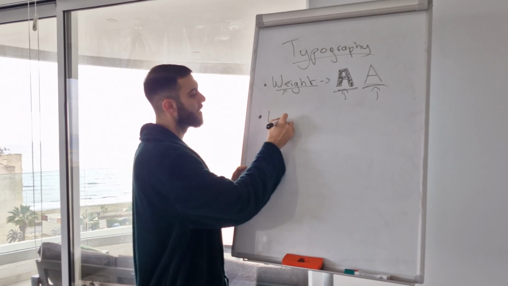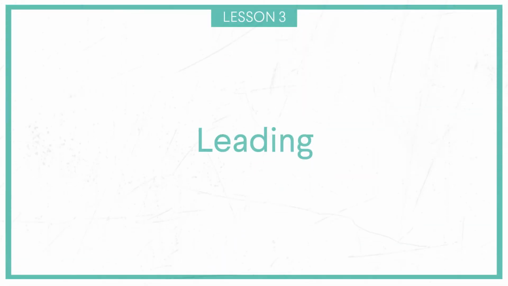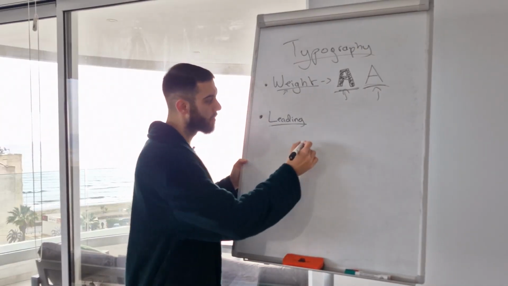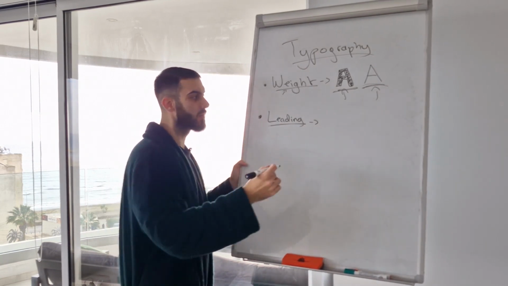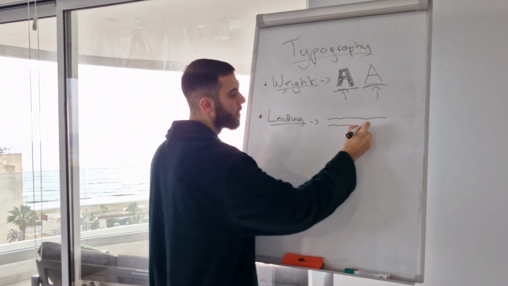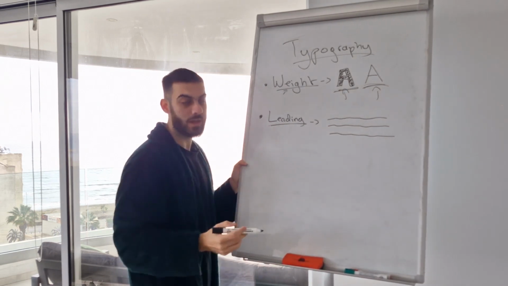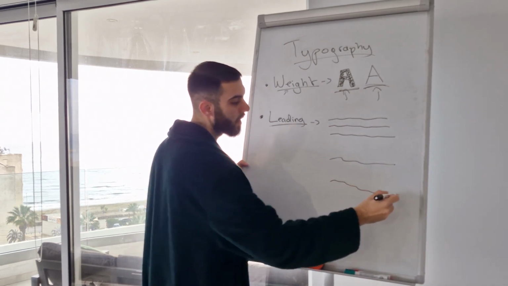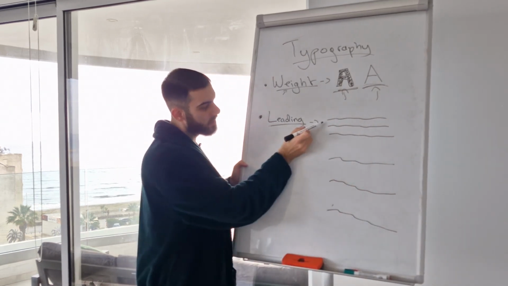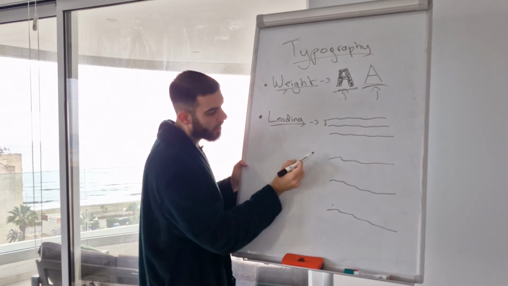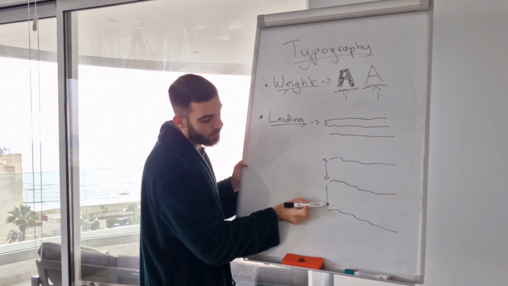The second thing is leading. What do I mean by leading? Leading is super simple. Leading simply means the difference between the lines of your text. So if you have 3 lines like this and you have the same 3 lines like this, leading is the difference between these lines here. How much white space is in the middle between these lines.